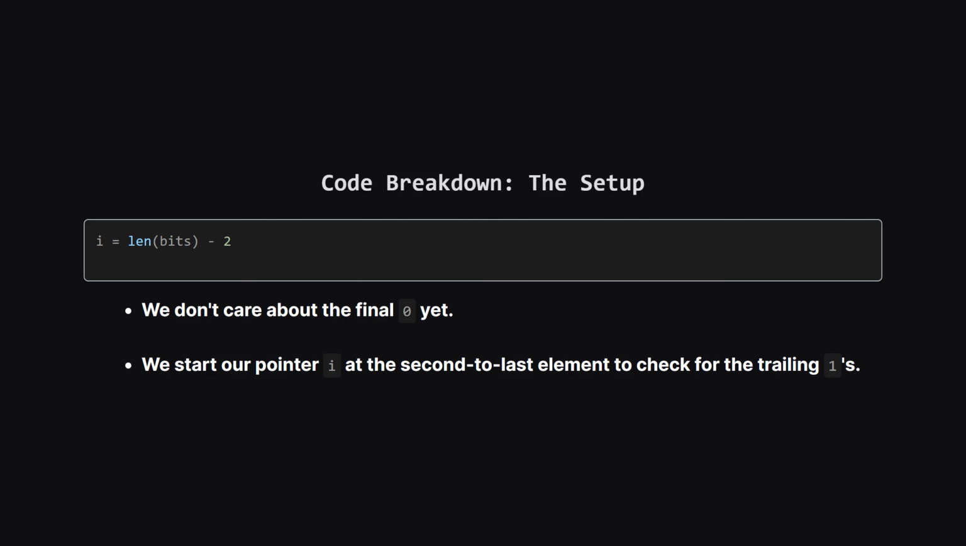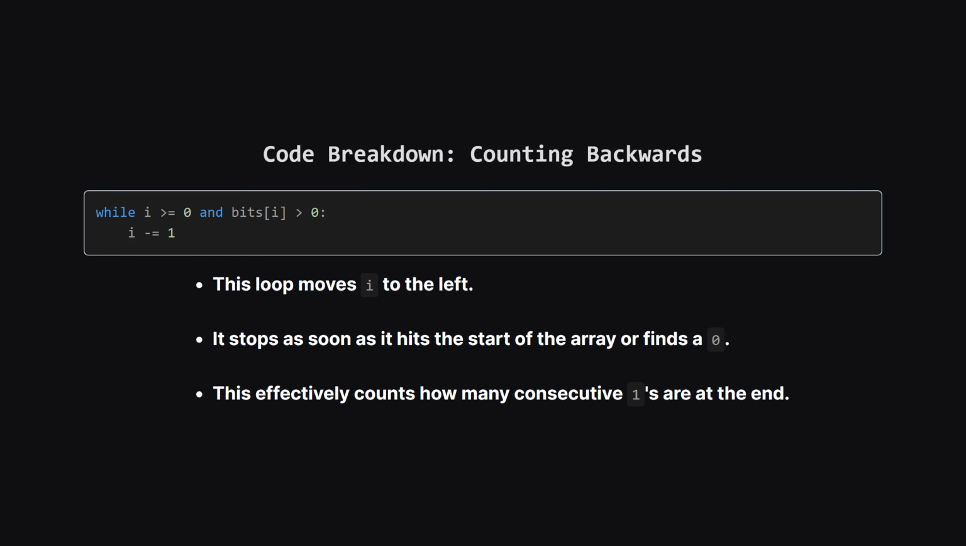First, we set our pointer I to the second to last index in the array. We don't need to look at the very last element, because we already know it's a 0. Our goal is to find where the sequence of ones just before it begins. This is the core of the method.